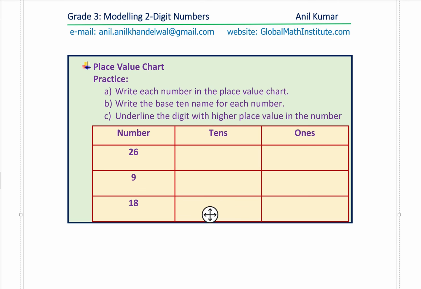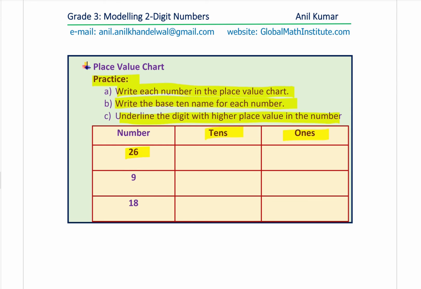Now here is a practice test for you. You can again pause the video, answer this question, and then look into my suggestions, right? In the practice test, we have three parts. First, write each number in the place value chart. So this is the place value chart given to you. Second, write the base 10 name of each number, like how many tens and how many ones. And then underline the digit with higher place value in the number. Okay, so let's do it one by one. First you do it.